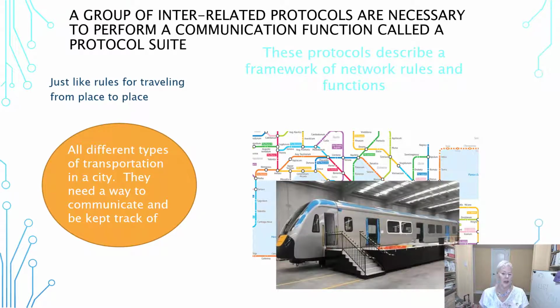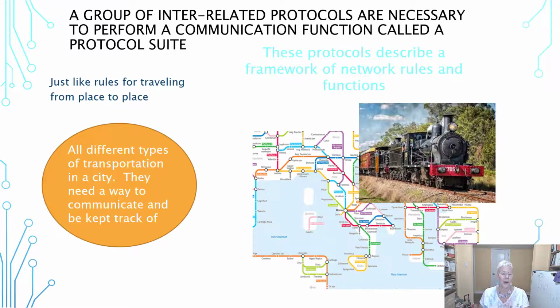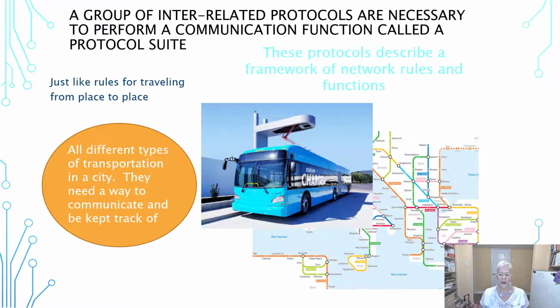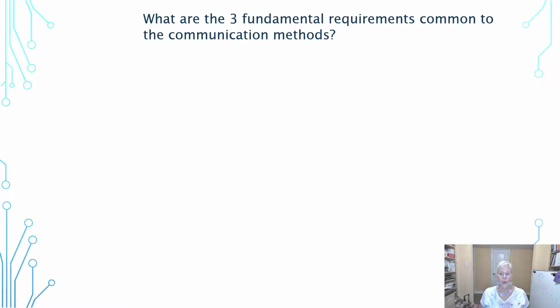So the protocols will describe a framework of network rules and functions. Again, this is just an example. A train or a light rail will have one set of rules. A regular steam engine train would follow a different type of rules and go over a different type of track. A bus, right? Same thing. A bus is going to follow different rules and regulations. That is the way the internet works. What are the three fundamental requirements common to the communication methods?